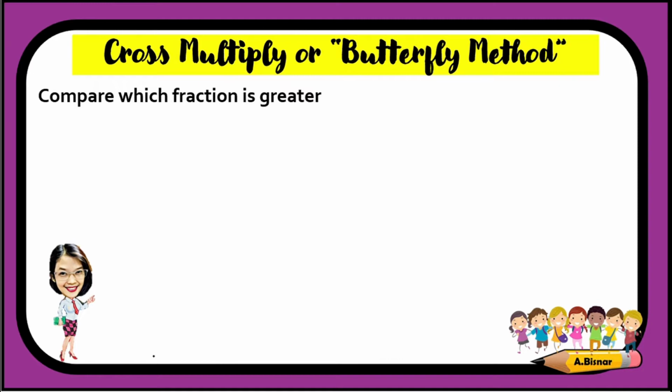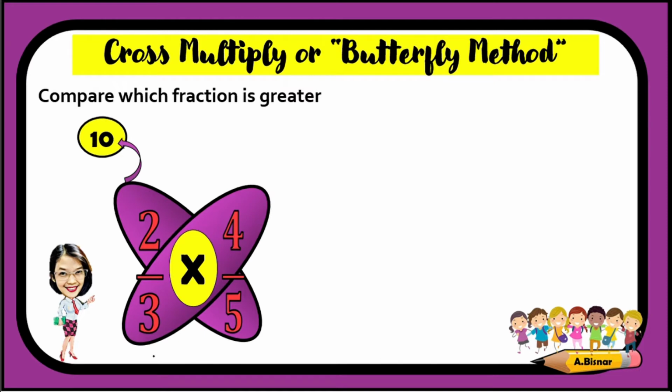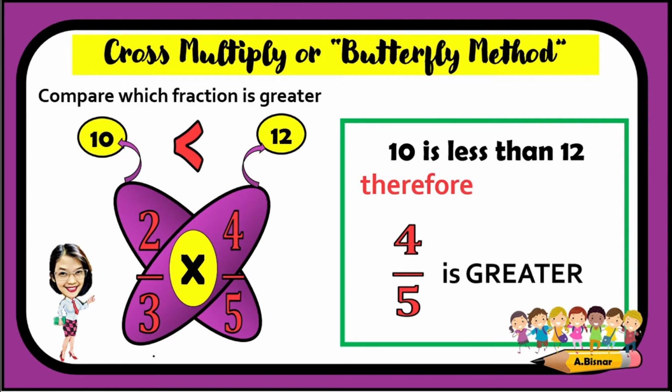than the other. From the given, we have 2/3 and 4/5. Well, in here, we are going to cross-multiply 2 and 5. And so the answer is 10. Then, cross-multiply 3 and 4. Then, the answer is 12. From here, we can say that 10 is less than 12. And therefore, 4/5 is greater than 2/3.